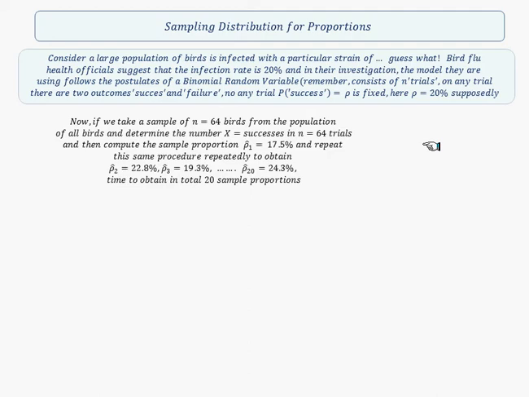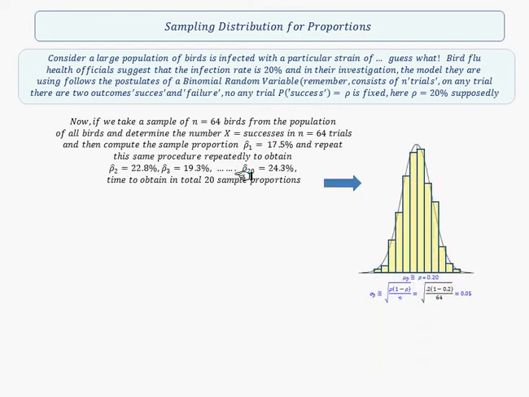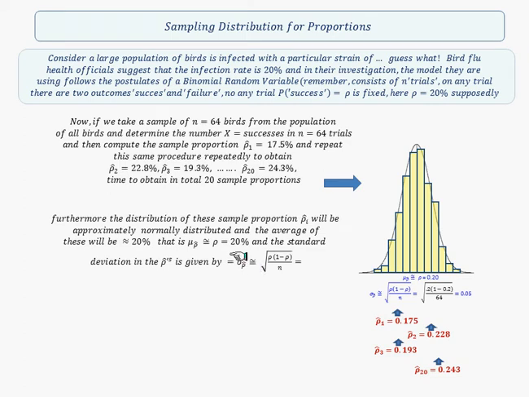Under repeated samplings of size 64, so we're taking samples of size 64 birds and finding the number of animals with that flu, we come up with these proportions, and you'll notice that they cluster around the 20%. You can see over here there's 4 of them coming on the screen now. And the standard error given here, and we see it over here, is 0.005.